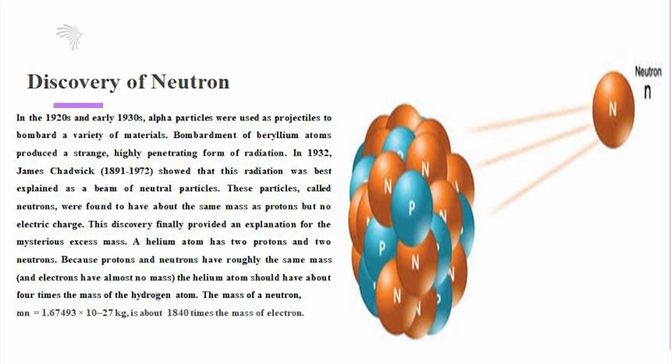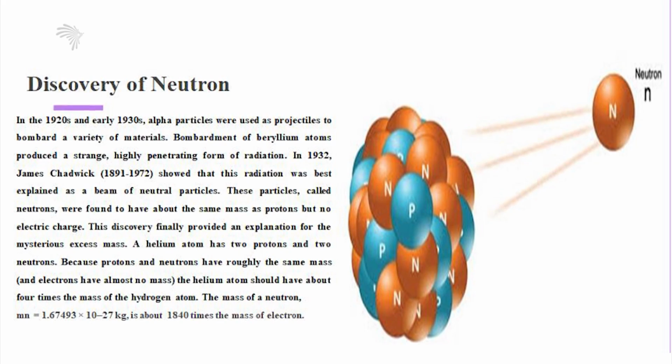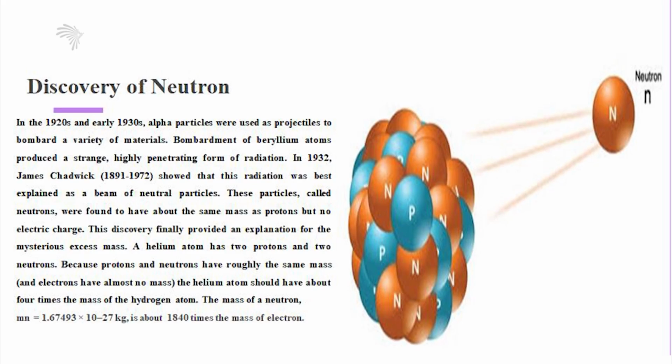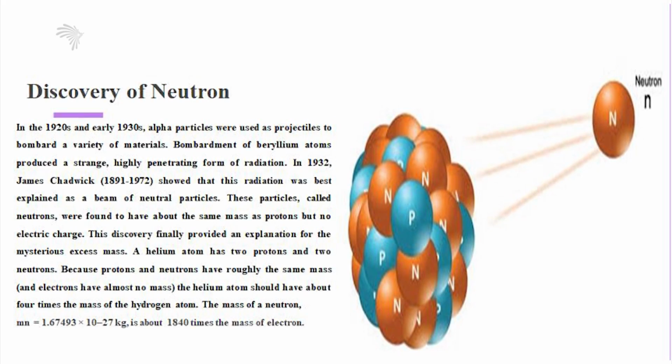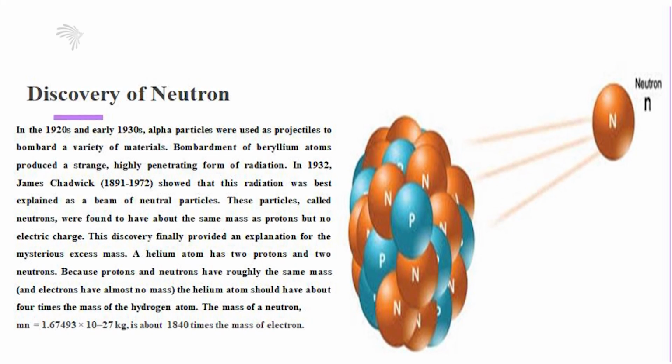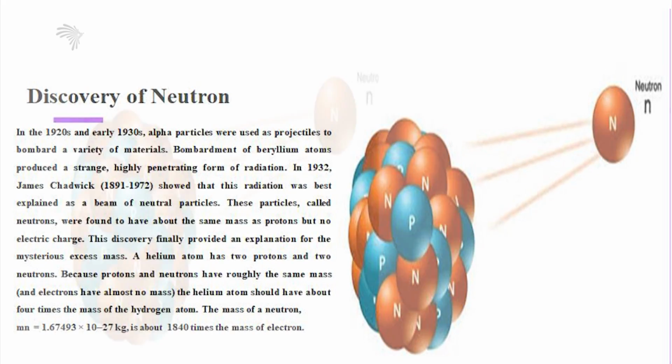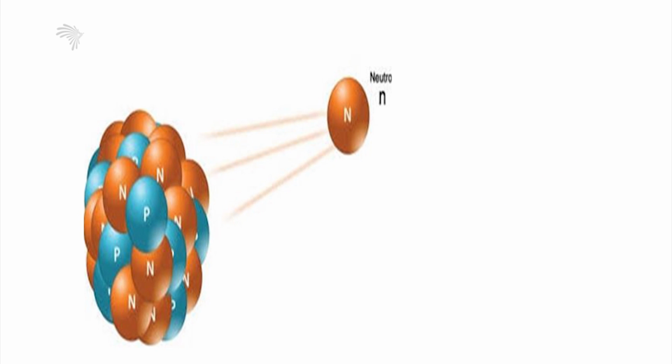These particles are called neutrons. They were found to have about the same mass as protons but no electric charge. This discovery finally provided an explanation for the mysterious excess mass. A helium atom has 2 protons and 2 neutrons.